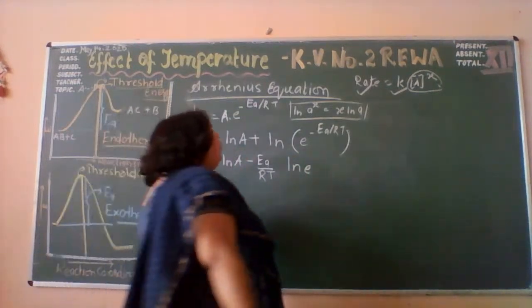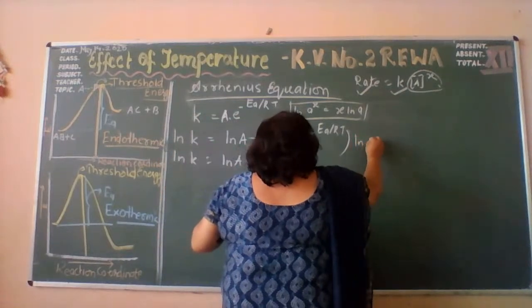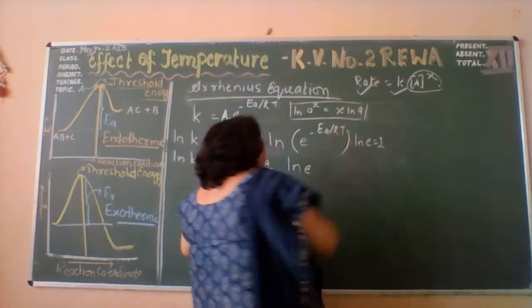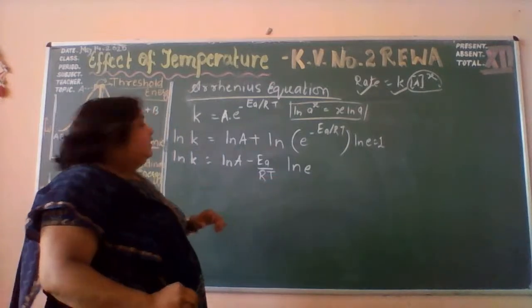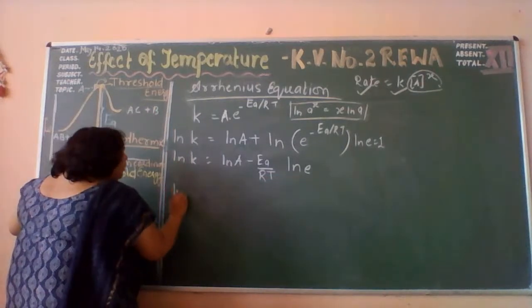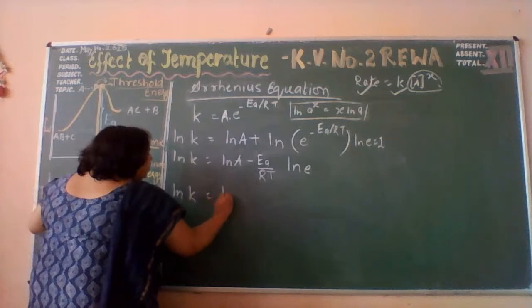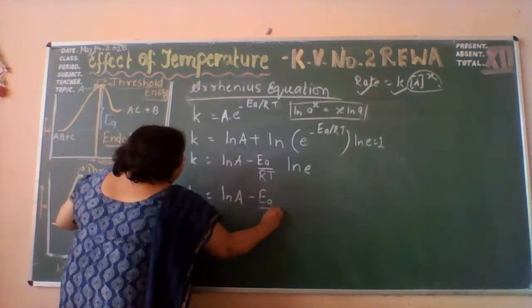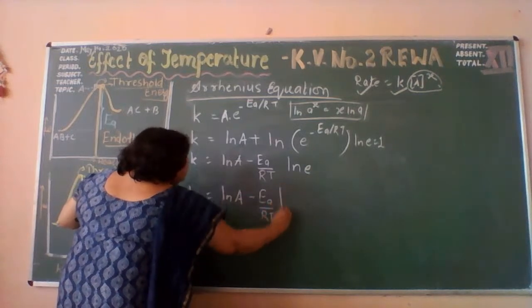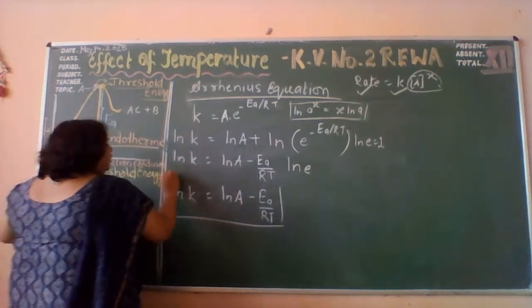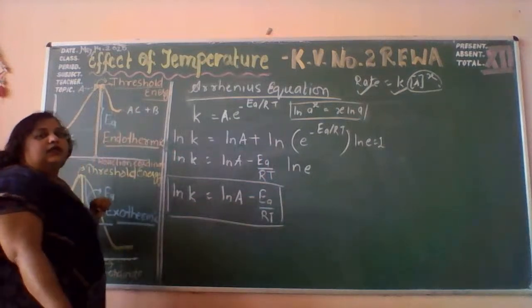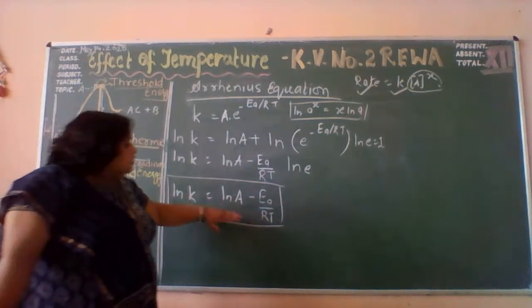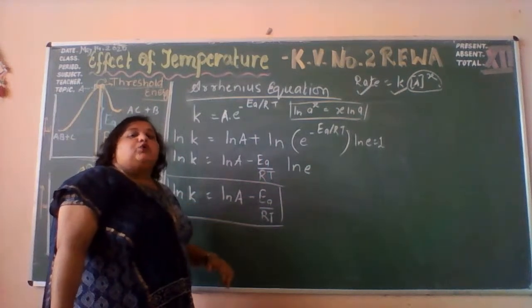Now the value of log e is equal to 1. So what you can write here? Log k is equal to log A minus Ea upon RT. This is the basic equation given by Arrhenius. This is the original Arrhenius equation.